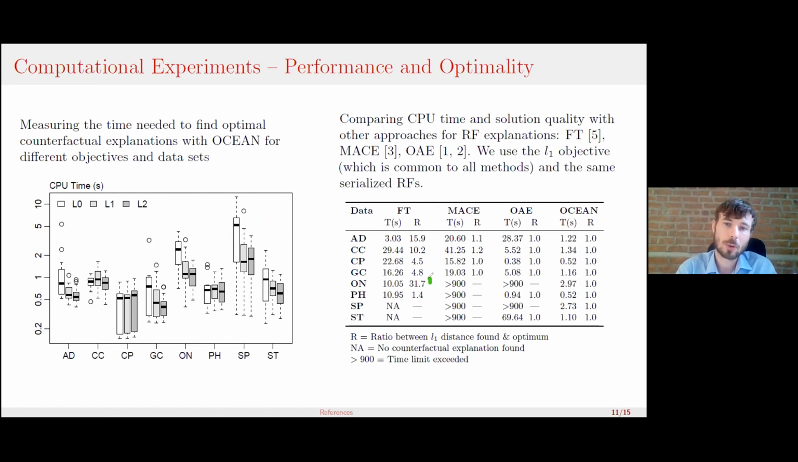So in the OR community, this would be like a 3,100% gap of optimality of the feature tweaking algorithm. The maze algorithm is not 100% optimal because it has some precision threshold, but it's usually very close to an optimal explanation. And the OAE and Ocean are both based on mixed integer programming and they are both optimal. The only difference is that thanks to the good features of our model, like the sparsity, the number of integer variables, the CPU time is way smaller than other techniques for optimal explanations.